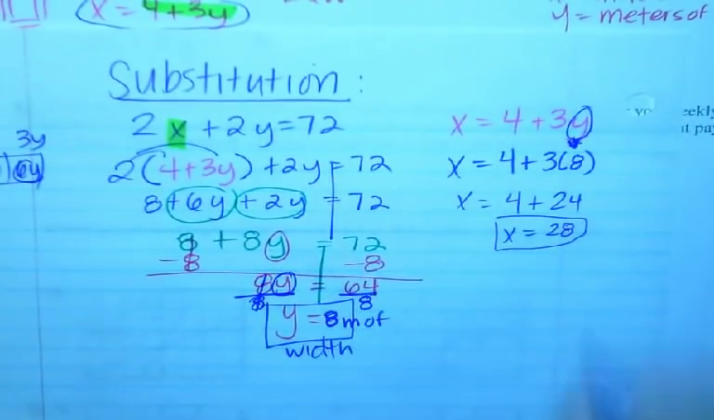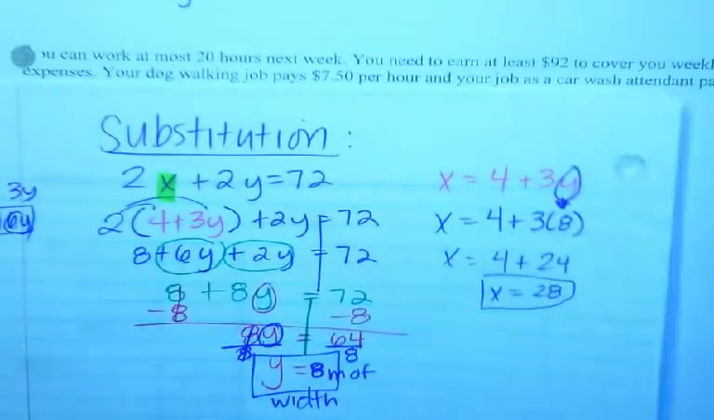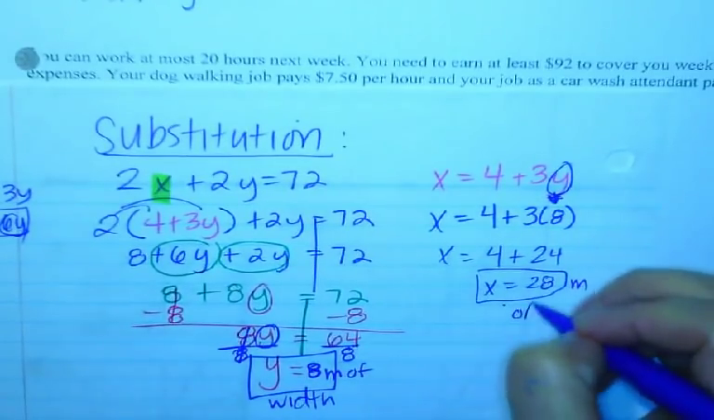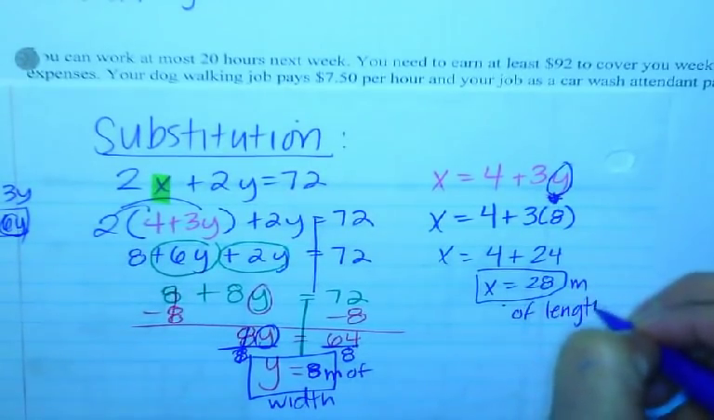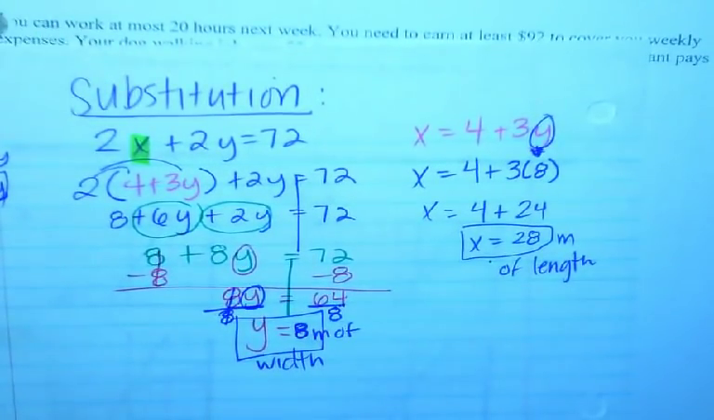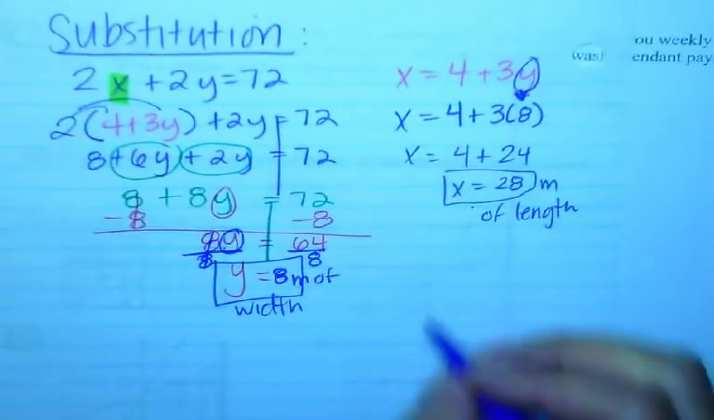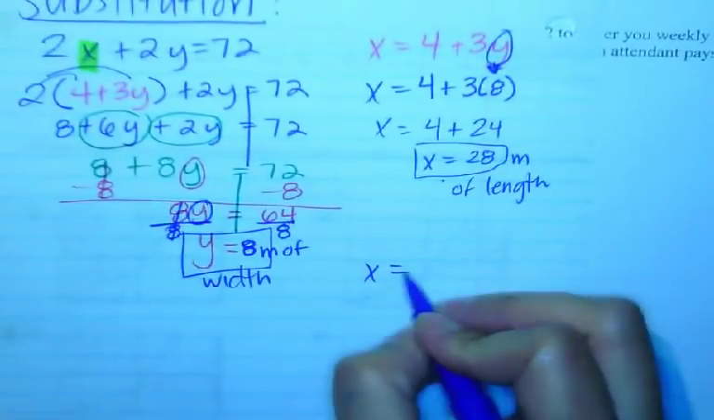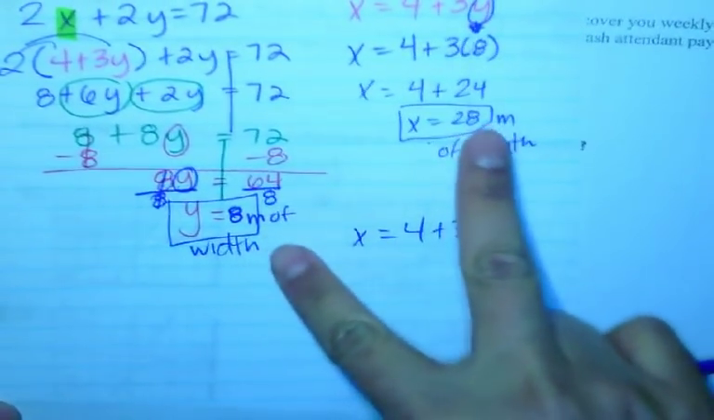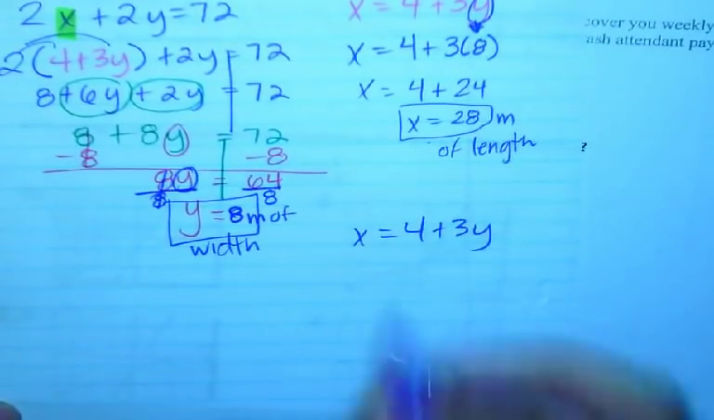So now I have that the length, meters of length, is 28. My final step will be to check my answer, and I can check it with either of the equations. So I can do this one right here, the shorter one, x equals 4 plus 3y. I'll substitute in the values that I got for my answer just to double check that I did it correctly.